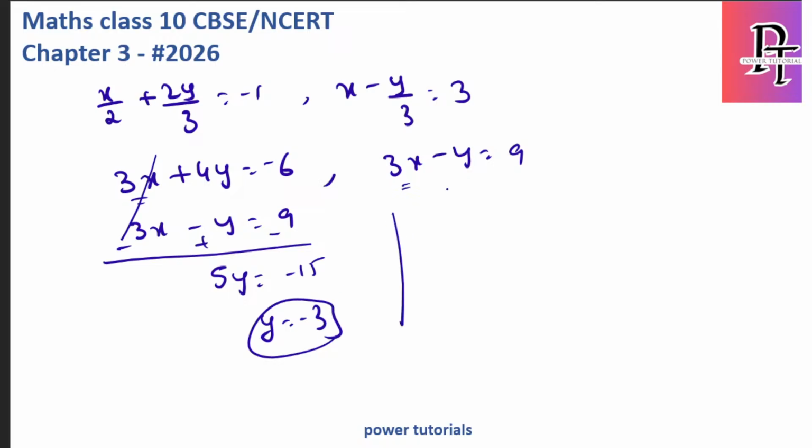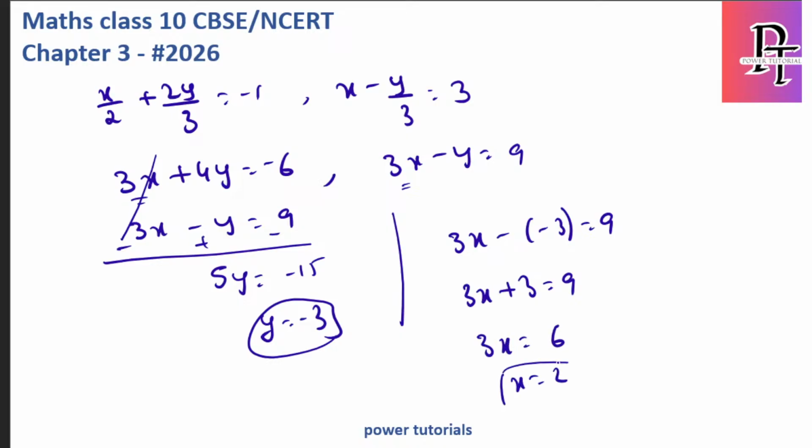Substitute in any of the equations. I will substitute here. So it becomes 3x minus of minus 3 is equal to 9. So 3x plus 3 is equal to 9. 3x is equal to 9 minus 3, which is 6. And I got the x value, which is 2. So the final answer x comma y is equal to 2 comma minus 3.